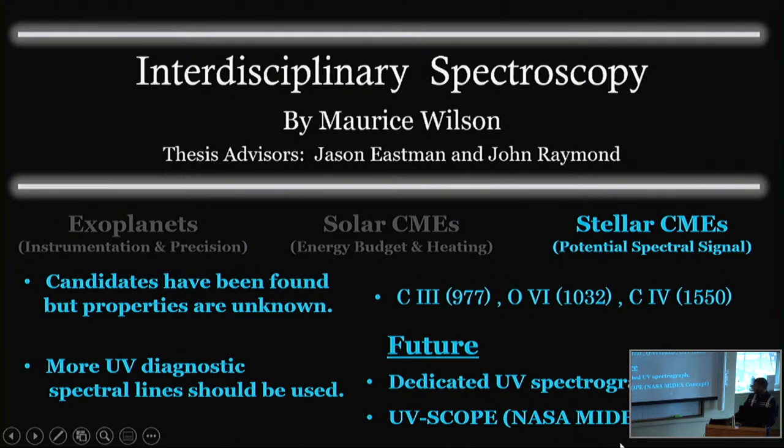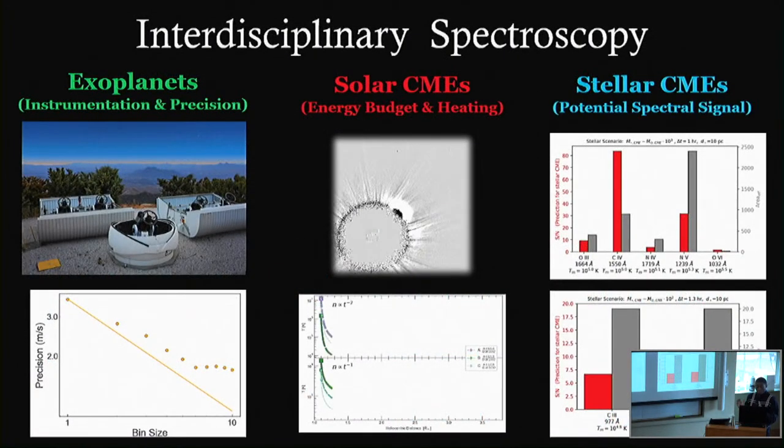And UV scope is actually a NASA MinEx mission that's currently being proposed. It's a dedicated UV spectrograph, and by dedicated, I mean it's actually going to stare at certain stars for days, probably like 30 days. Over the course of 30 days, maybe I'll see some magnetic activity. And in particular, it's focused on exoplanet transits and characterizing the exoplanet atmospheres.